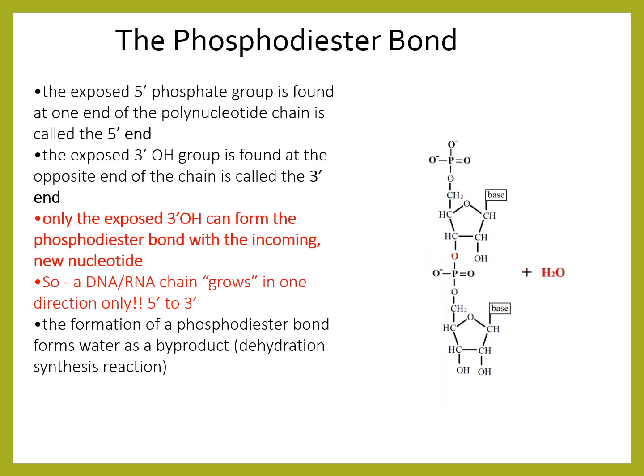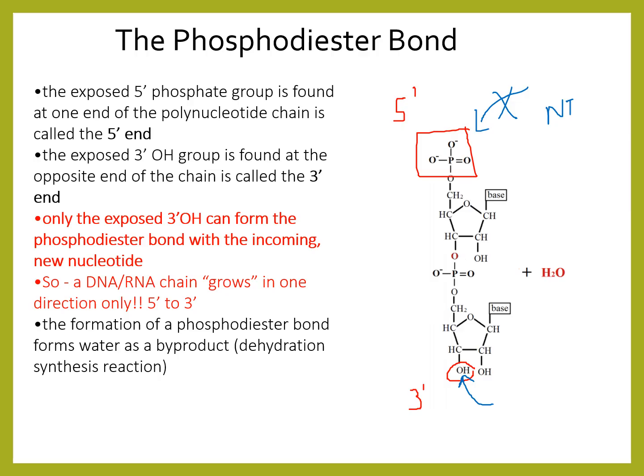The exposed phosphate group found at one end of the polynucleotide chain is referred to as the 5' end, and the exposed 3' hydroxyl found at the other end of the chain is called the 3' end. So there is directionality to a polynucleotide chain. As I alluded to in the previous slide, it is only this 3' end, this 3' hydroxyl, that is capable of forming a phosphodiester bond with an incoming new nucleotide. You cannot add a nucleotide to this 5' phosphate.